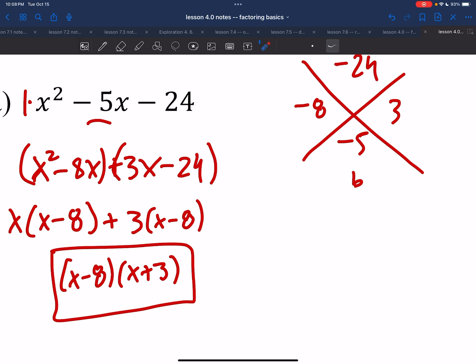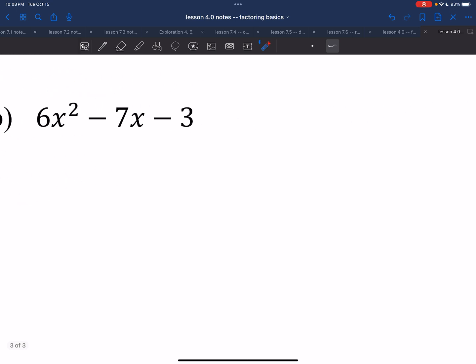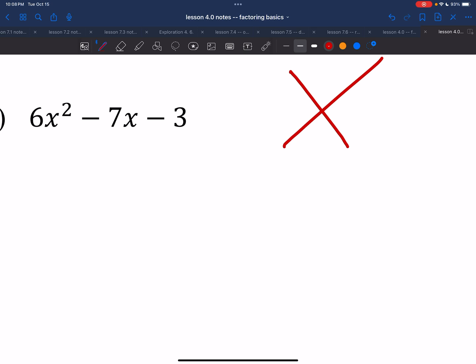But as we progress through the class, factoring something like this is just going to be a standard procedure. It's going to be part of a bunch of other math that we do, so it's something you want to focus on and get pretty good at, okay? Kind of like your times tables, you know? All right. Let's do another.